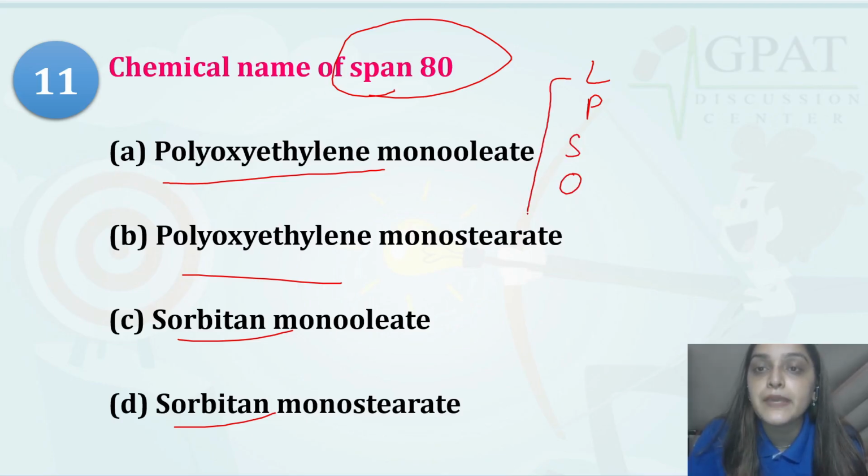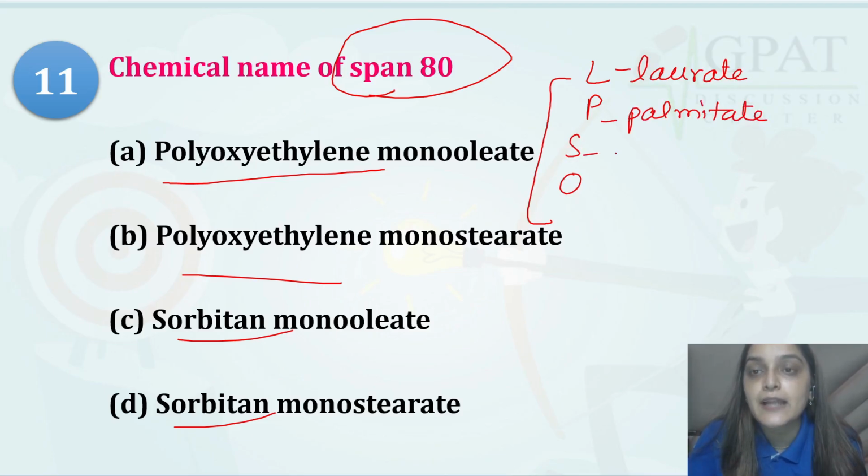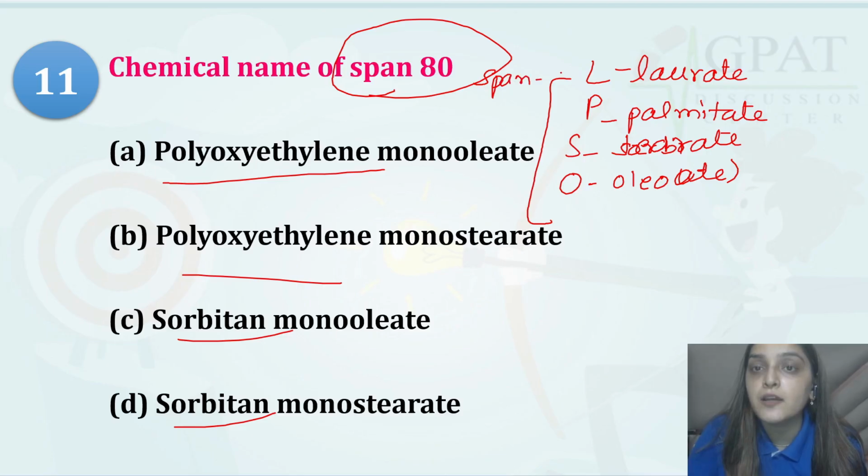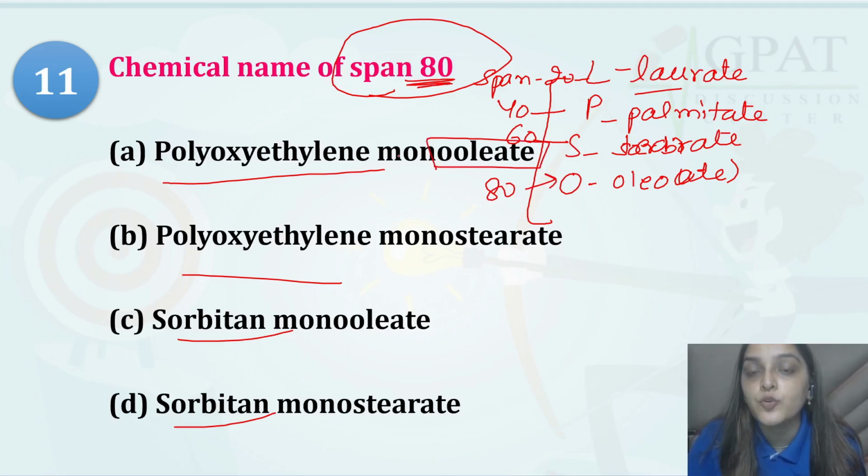We have LPSO. L stands for laurate, P stands for palmitate, S stands for stearate, and O stands for oleate. So from now on, if somebody asks you about Span 20, they are talking about laurate. Span 40, palmitate. Span 60, stearate, and Span 80 is oleate. So we have Span 80 as mono-oleate.